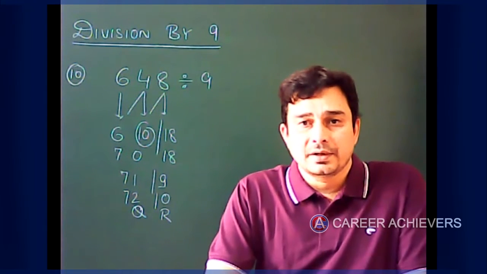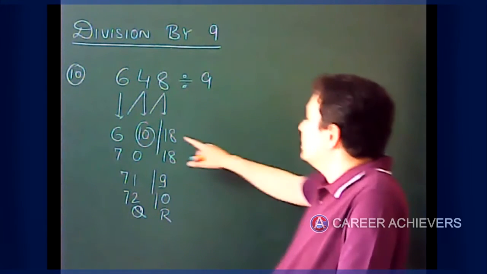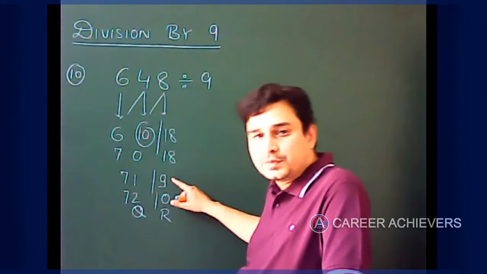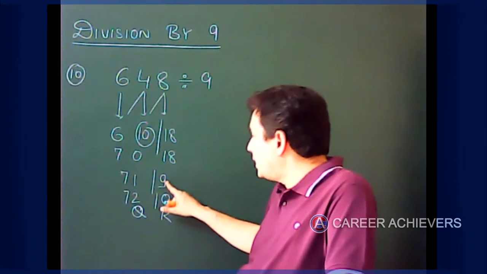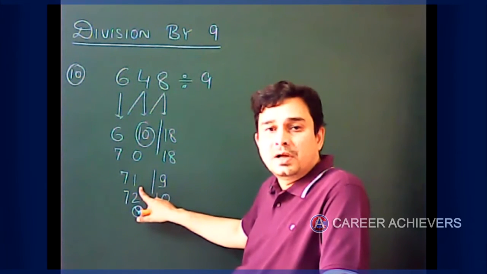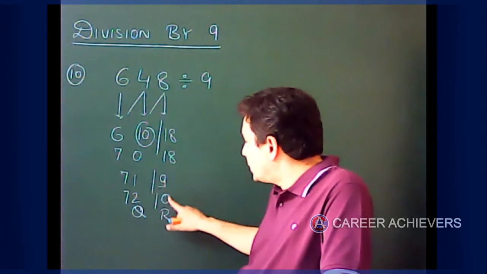Yes, sir. In this case, we are getting again 9, and 9 is a very special case. When we get 9, we send a carry this side, and this becomes 0.